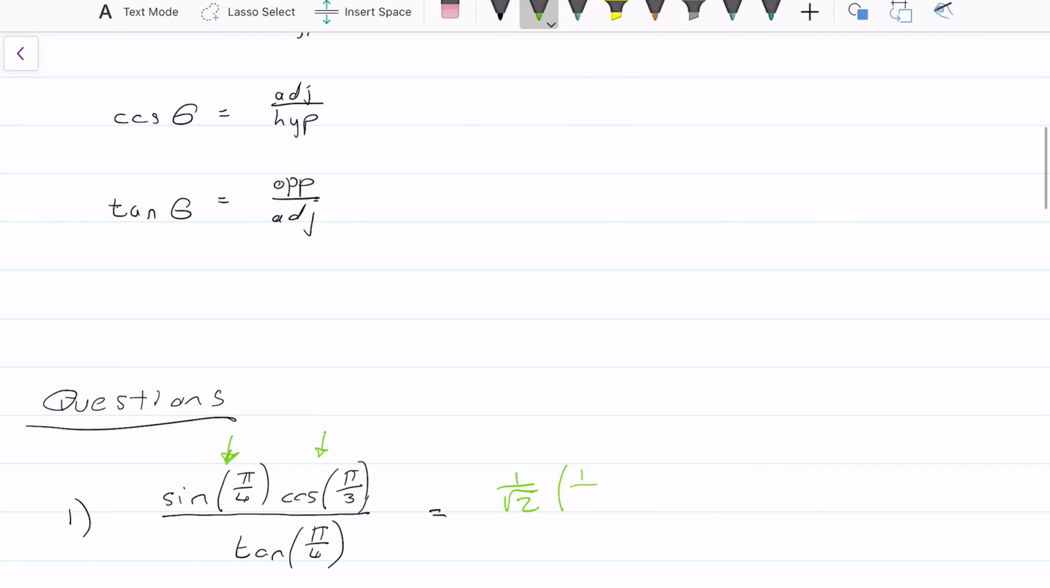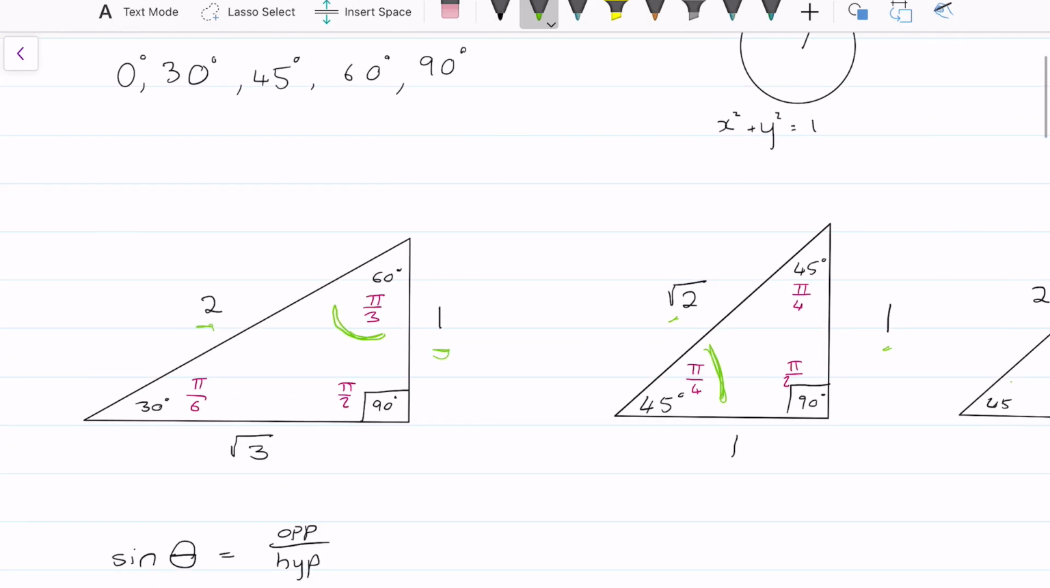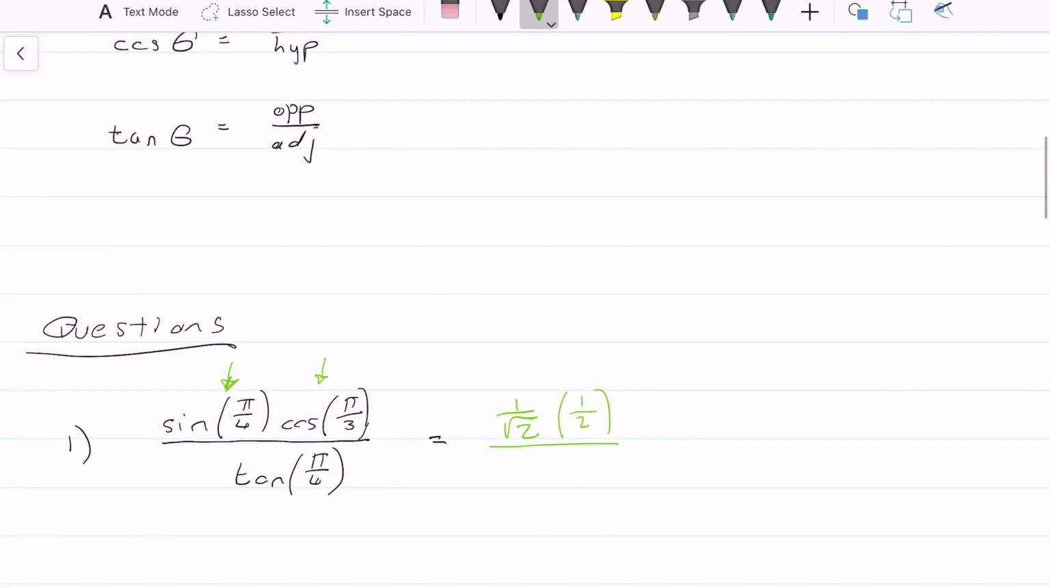So times 1 over 2, and tan of 45, so 45, and we're looking for tan. Tan of this angle here, tan of 45 is 1 over 1, which is equal to 1. Okay, so this is equal to 1 over 2 square root 2 times 1 over 2, which is equal to 1 over 2 square root 2.